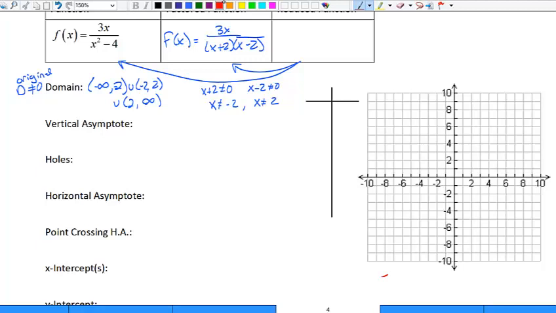The vertical asymptote is where you set the denominator equal to 0, and that's the reduced form. Again, it's the same because there is no real reduced form there. So I just set x equal to 2 and x equal to negative 2. And those are my two vertical asymptotes, and I can go ahead and put those on my graph if I want.